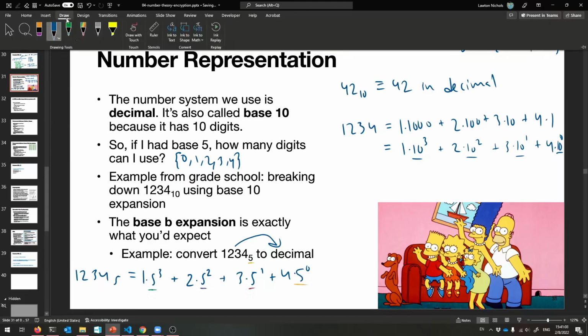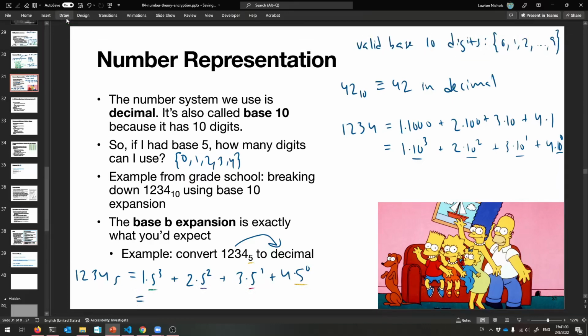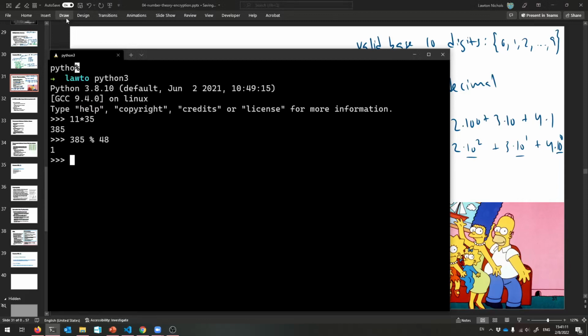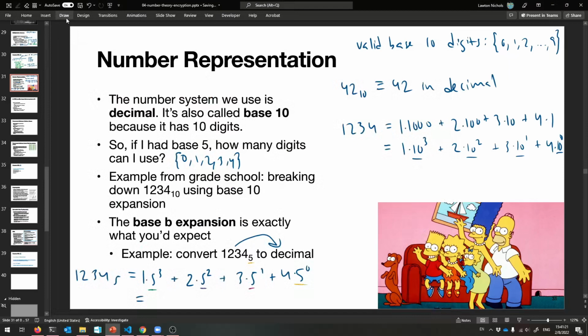And apparently 1234 base 5 is 5 cubed plus 2 times 5 squared plus 3 times 5 plus 4. It's apparently 194, really. Okay? Base 10. Okay? So that is the secret. That is number representation, and any base works, right?